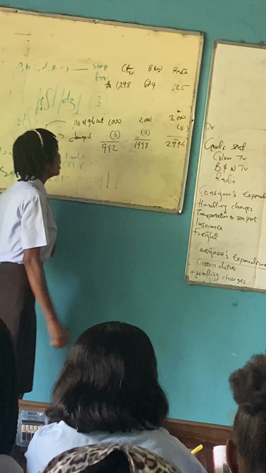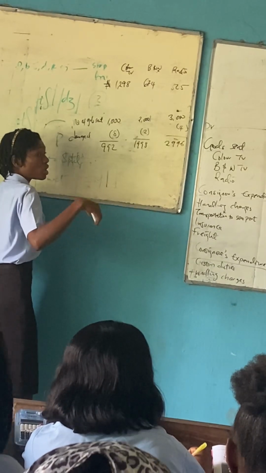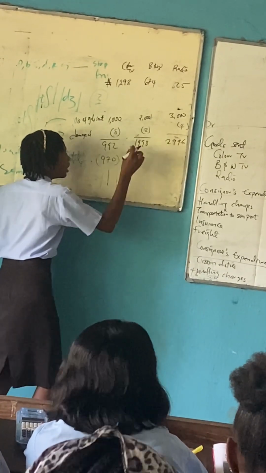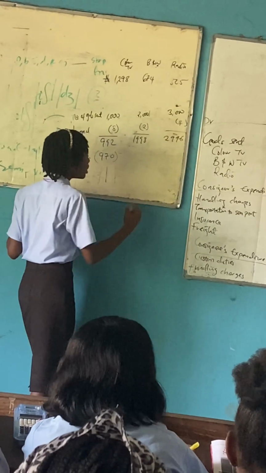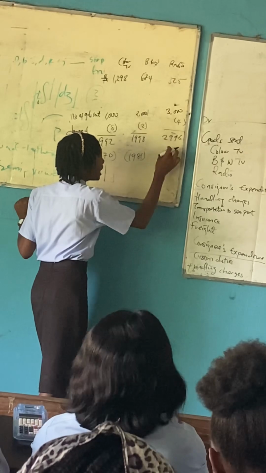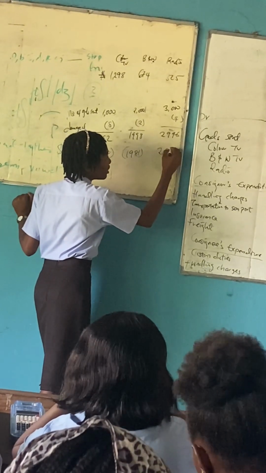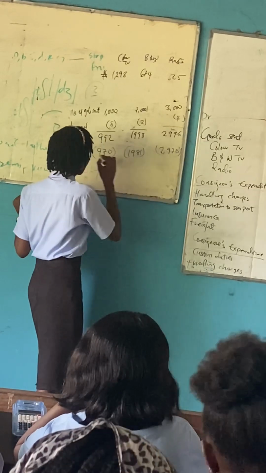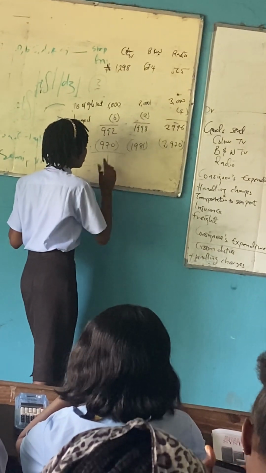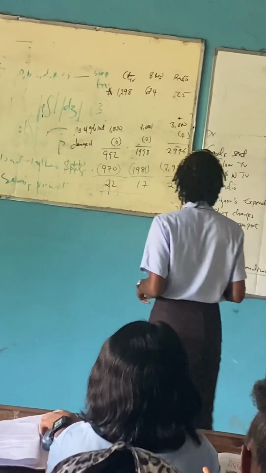Now, how many goods were sold? 970. How many were sold for? 1981. And then the last one? 2970. Subtract, we have what? 22, 17, 26.